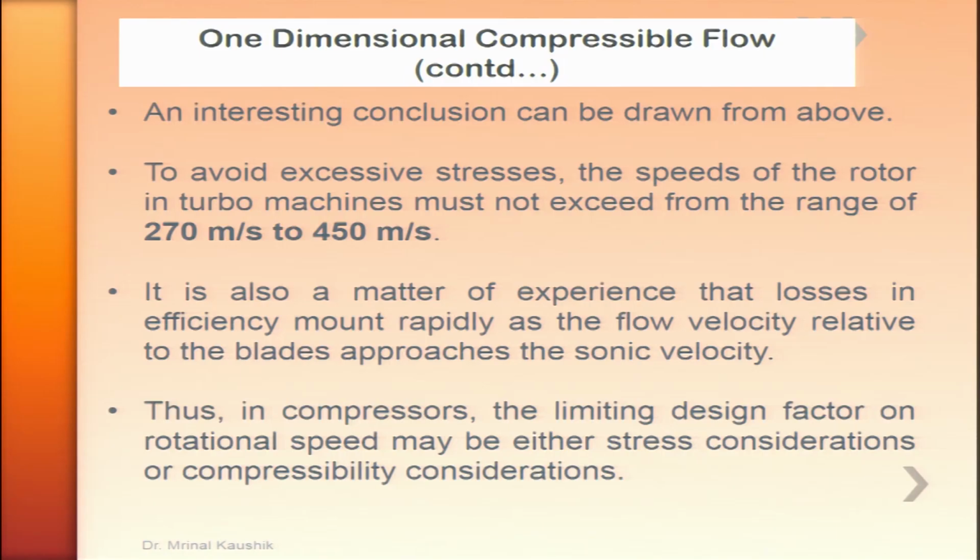However, apart from stress considerations for normal speeds, when the situation is something like an aerospace application at high speed, here is an interesting fact. Generally, the speed range which is kept in turbomachinery is something like 270 to 450 meter per second, just to ensure that the design is fail safe for these rotors.